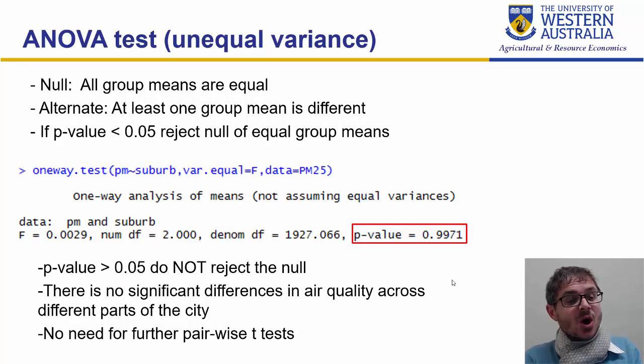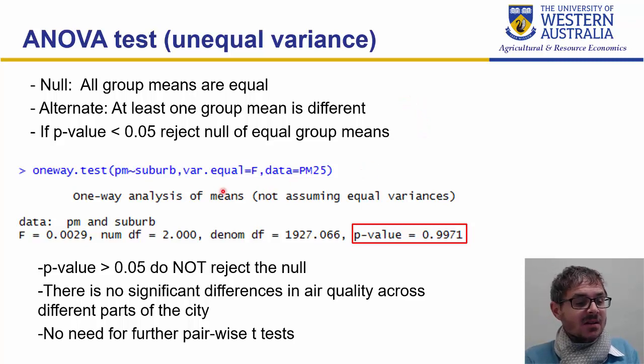So I'm going to conduct an ANOVA test. Again, my ANOVA test is going to be with unequal variance. All right, so let's set up the null. The null is all the group means are equal. The alternate is at least one group mean is different. P-value less than 0.05, reject the null.